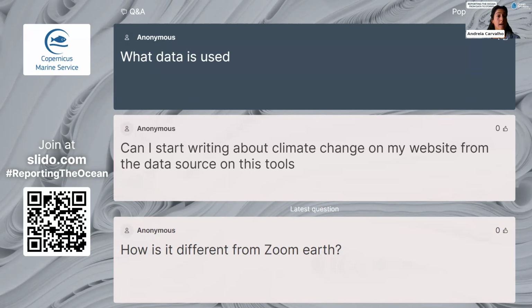What data is used? All the data that is generated and provided here comes from the Copernicus Marine Service, systems, products, everything that you can also access through the catalog.